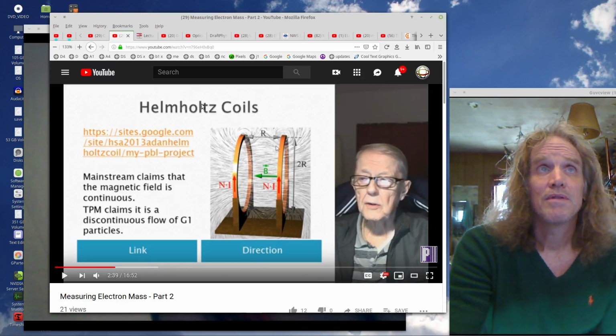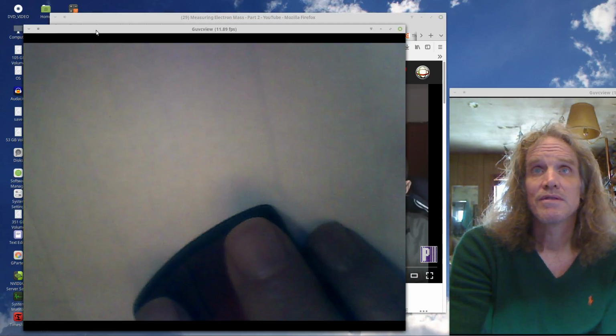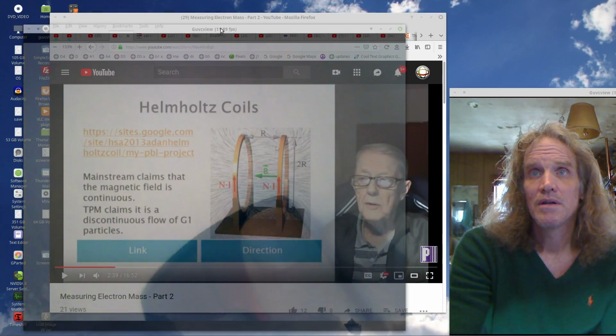So if I were to, let's attempt to do this, it might work. Take advantage of this transparency feature. This is about right, I think.